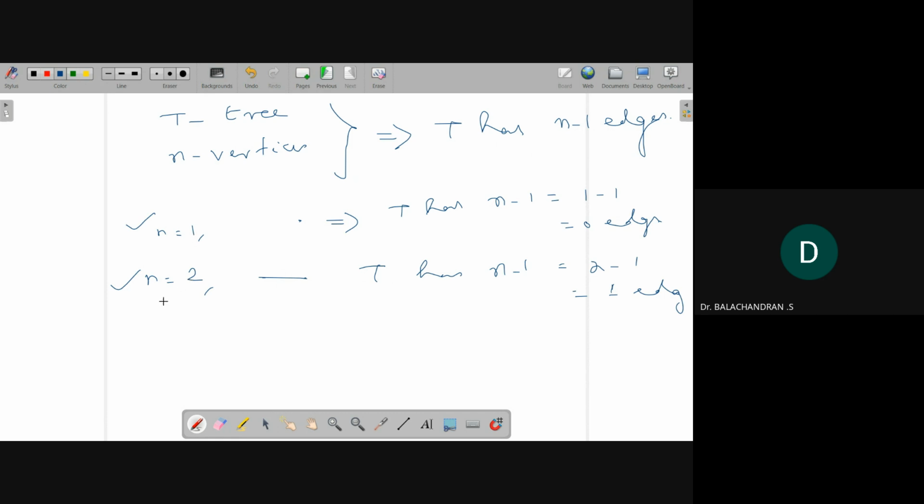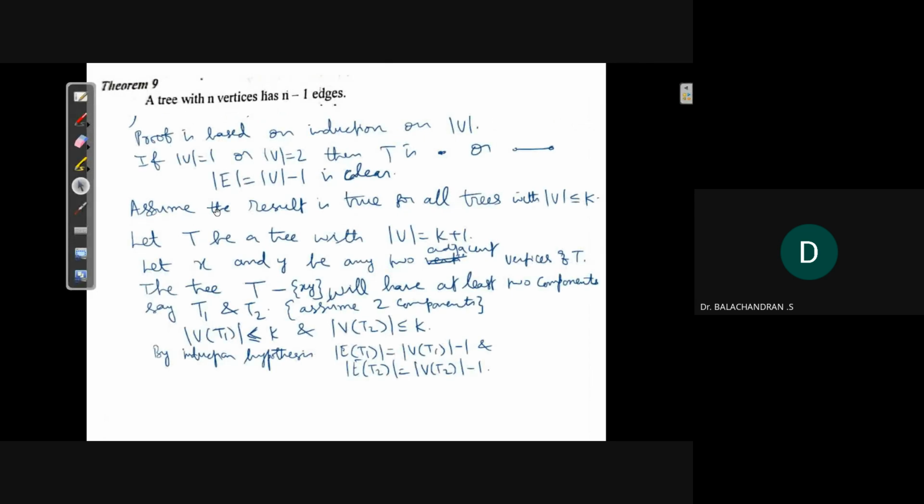Now I am assuming n is greater than or equal to 3, and assume that the result is true for all trees with the number of vertices less than or equal to k. Suppose a tree with k vertices has k minus 1 edges. That is the meaning. Now let T be a tree with k plus 1 vertices. Let x and y be any two adjacent vertices of T. I'll draw a diagram.